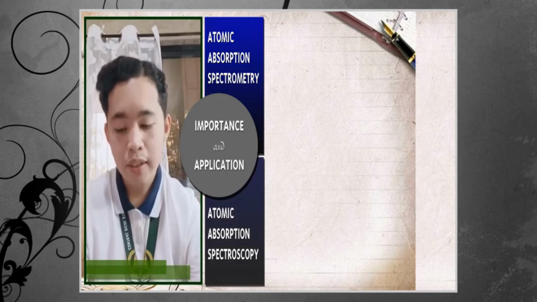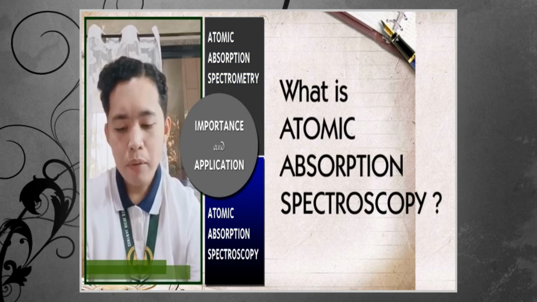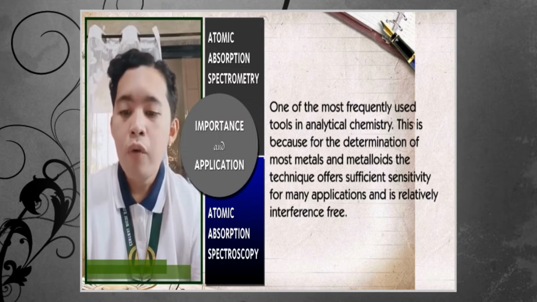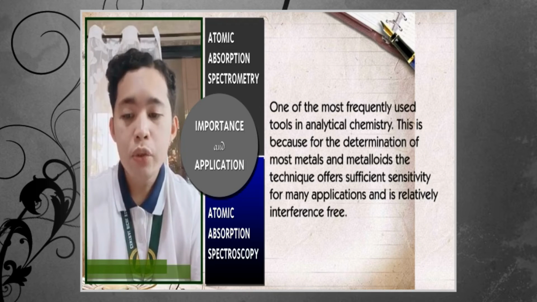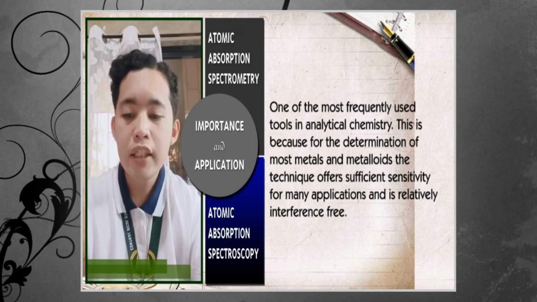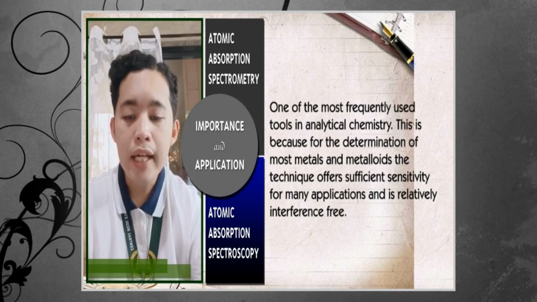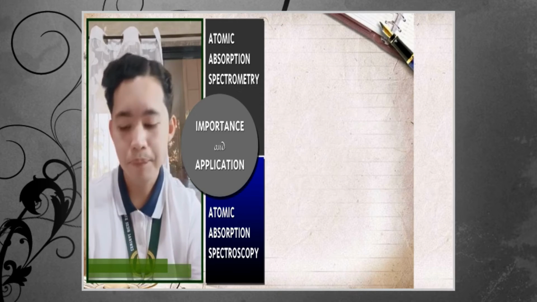In addition, what is atomic absorption spectroscopy? It is one of the most frequently used tools in analytical chemistry. This is because for the determination of most metals and metalloids, the technique offers sufficient sensitivity for many applications and is relatively interference-free.